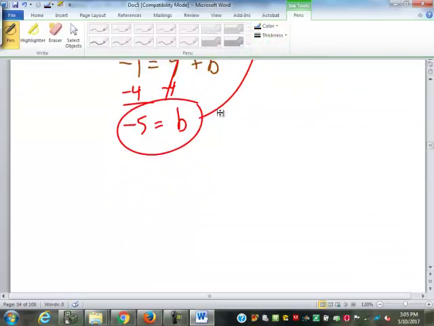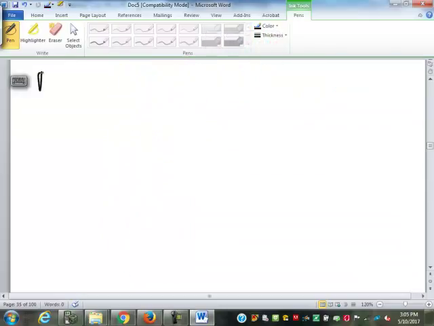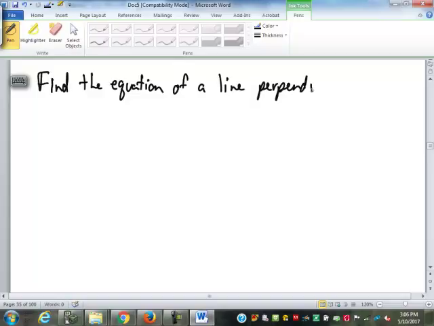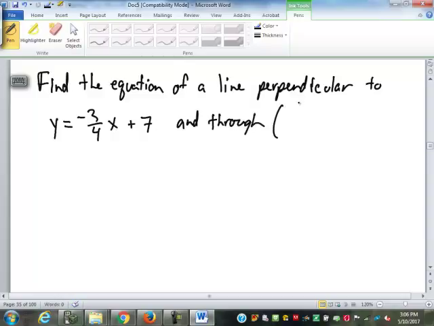You might be asked, find the equation of a line perpendicular to y equals -3/4 x plus 7 and through the point 9, 4.